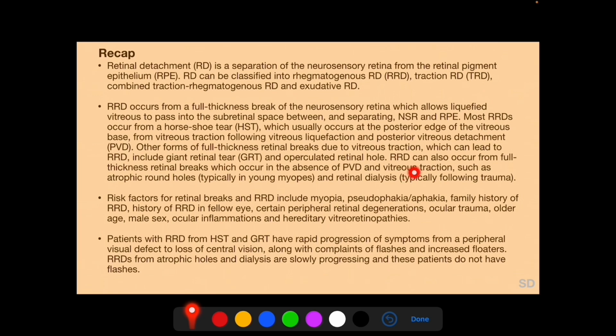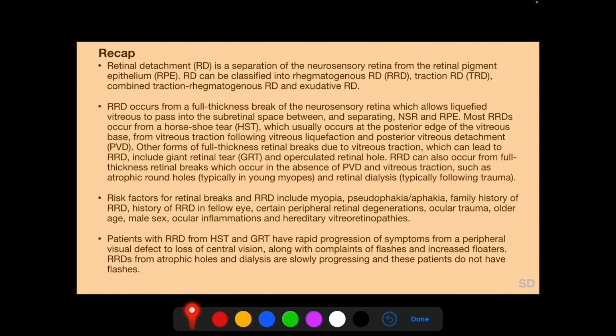RRD can also occur from full thickness retinal breaks which occurred in the absence of PVD and vitreous traction, such as atrophic round holes which typically occur in young myopes, and retinal dialysis which typically occurs following trauma. Risk factors for retinal breaks and RRD include myopia, pseudophakia and aphakia, family history of RRD, history of RRD in fellow eye, certain peripheral retinal degenerations, ocular trauma, older age, male sex, ocular inflammations, and hereditary vitreoretinopathies.